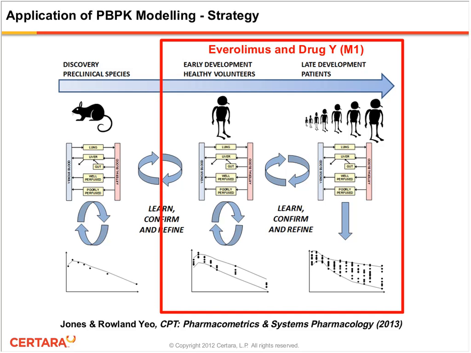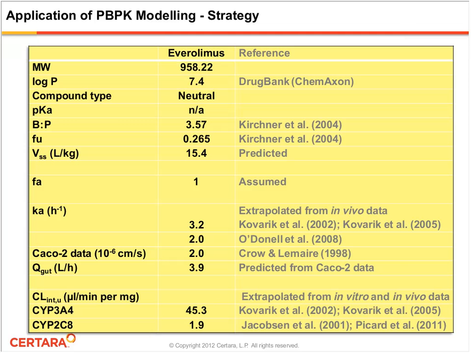And therefore, this is a starting point for us, developing the model in healthy volunteers and then seeing what we can do with the system parameters to look at the exposure in oncology populations. And obviously, we have to do this with Everolimus and also drug Y and M1. So the first thing to do was we had to develop a model for Everolimus, and these are the input data that were actually taken from the literature.